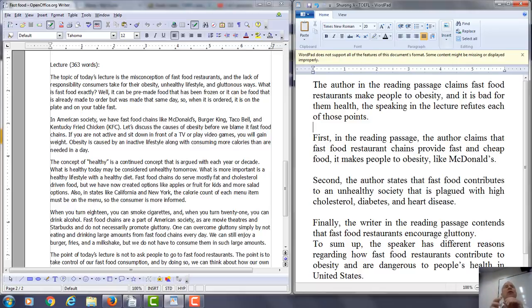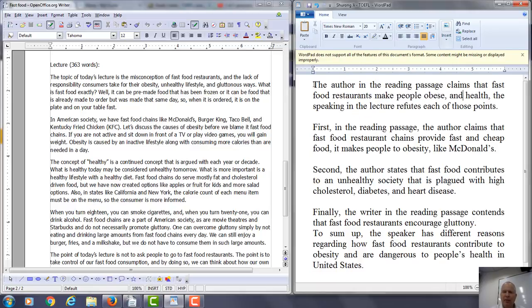So your goal here was to just state the main point of both the reading and the listening passage. So you say the author in the reading passage claims, you might say that fast food restaurants make people, and use the adjective here, I would say make people obese. And then you might say here, get rid of this part, just say, and the speaker. This is my fault. I think I gave you the wrong word here, but it should be the speaker in the lecture refutes each of those points.